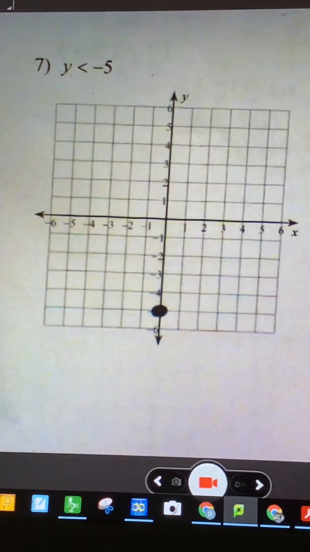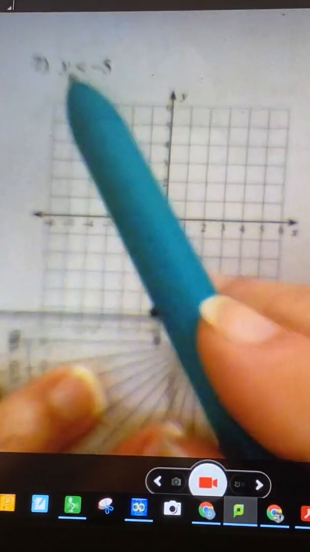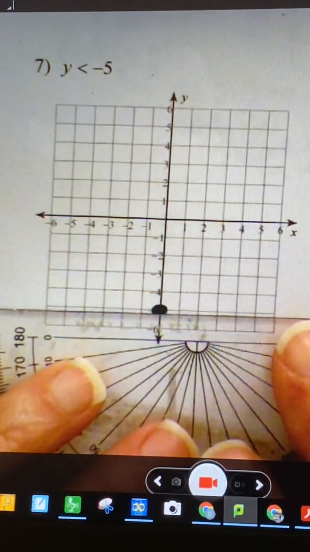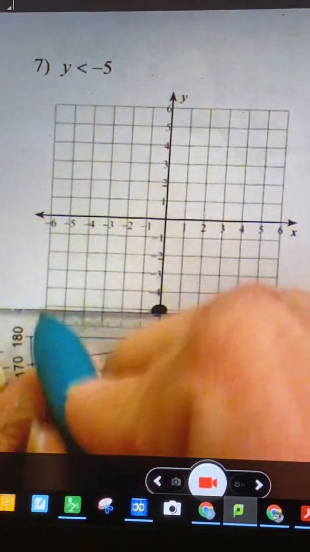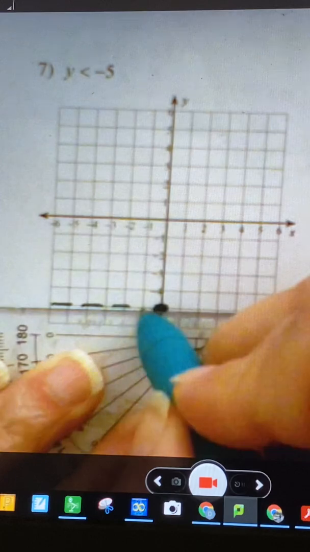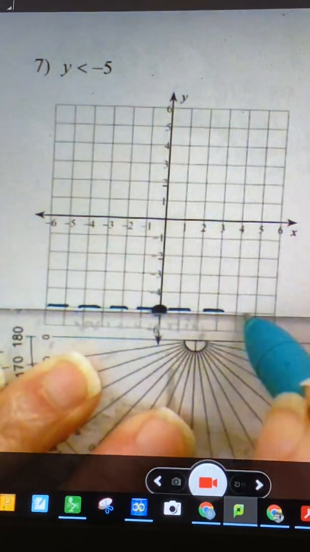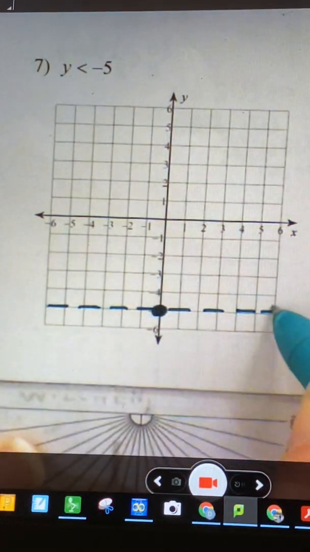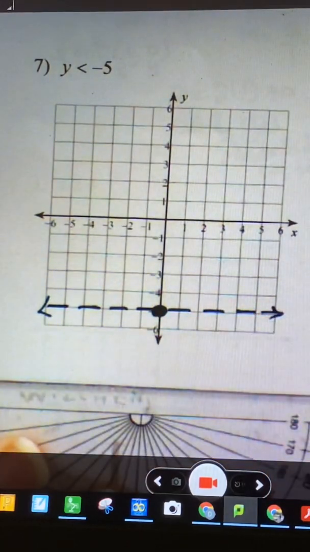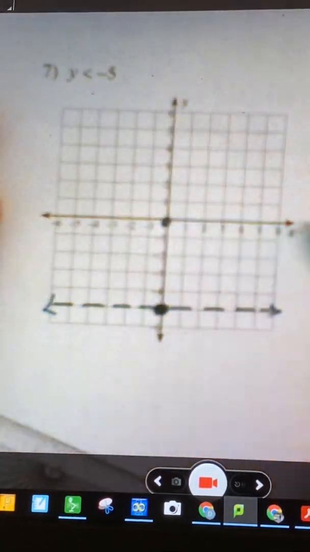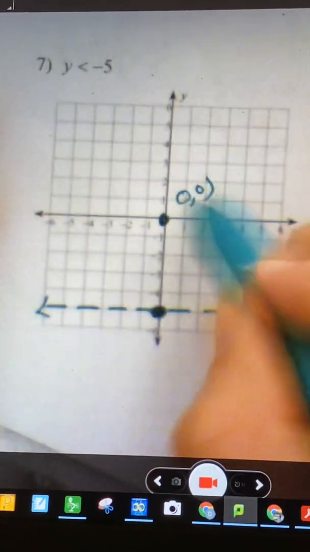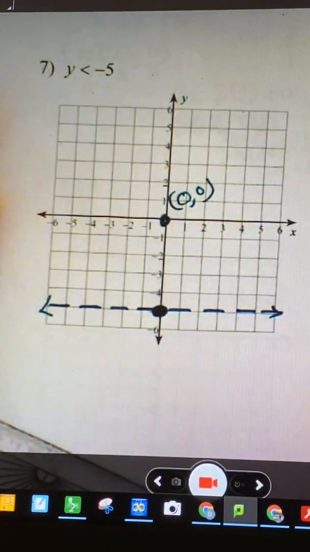Is it going to be solid or dashed? This one's going to be dashed because there's no or equal to, which means that the line that we draw is not included in the answer. All right? Okay, then we have to come up with a test point. Again, 0, 0 is a great test point. We like 0, 0 as a test point.